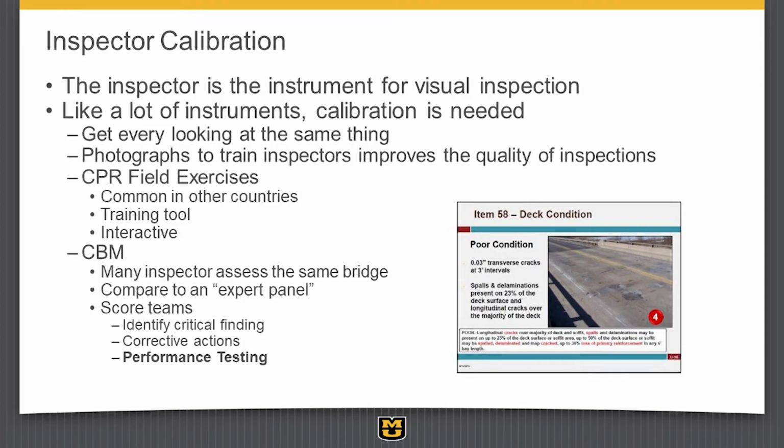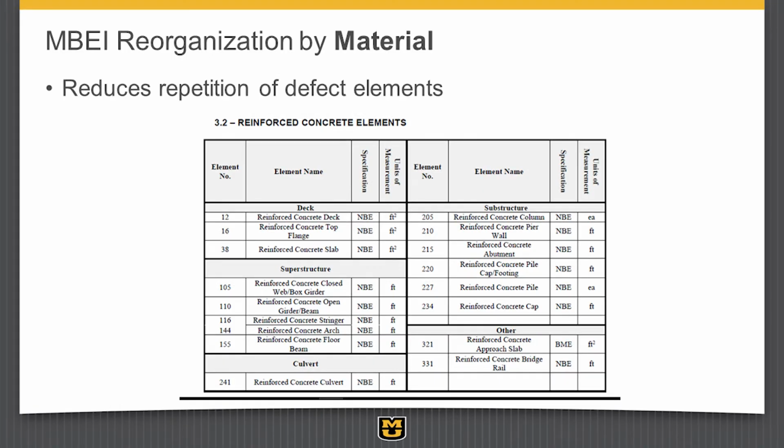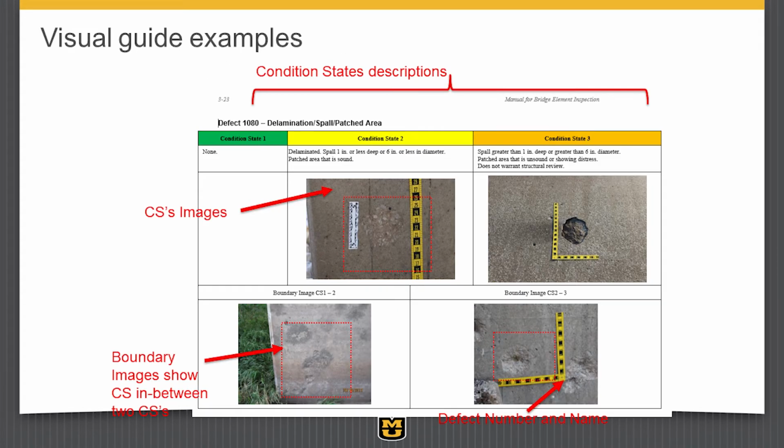And so what we did in the update to the manual was to provide visual guides for all the condition states. So you can look at that, and here's what a picture of condition state 2 looks like. Here's what a picture of condition state 3 looks like. And I'm short on time, so I'm just going to skip ahead a little bit. We rearranged the manual to be listed by material, which cut a lot of the repetition in the manual and made it simpler to use. And we added these photographic images that tell you what the different condition states should look like, okay?